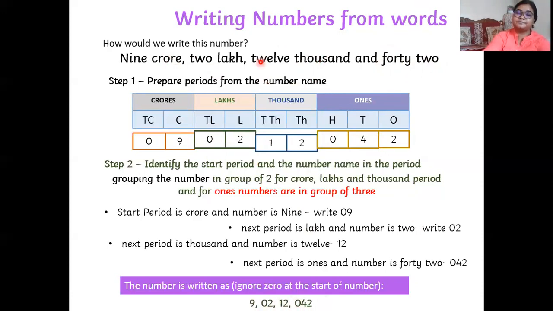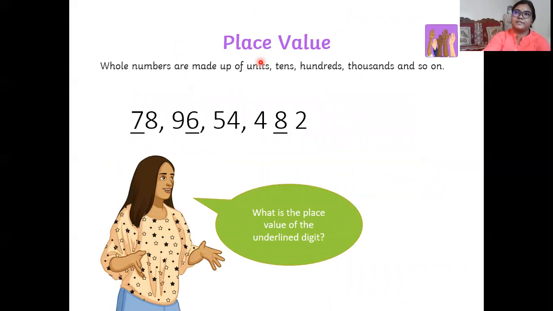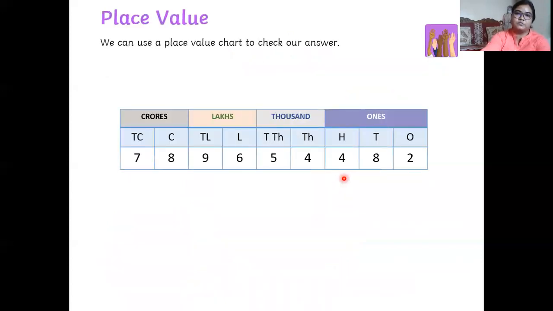So next, let us learn about the place value. These whole numbers are basically made up of units, tens, hundreds, thousands, and so on. This is one of the large numbers where we have made use of commas to separate the periods. Now here we'll see what is the place value of the underlined digits. By making use of the Indian place value chart, we'll group them. Already it is grouped. Now let us see how to make use of the place value chart in order to write the place value in figures or in words.